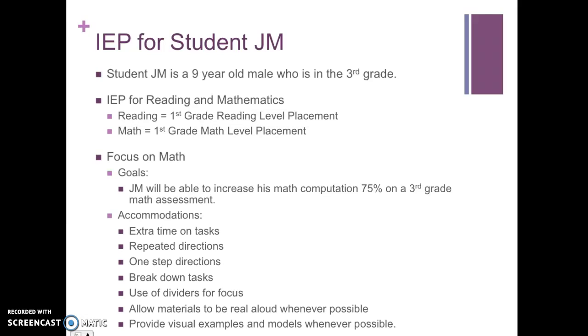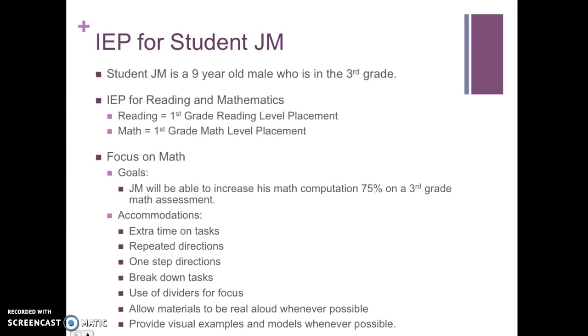So the student that we're going to be looking at, and the strategies that I use for him, is a student we'll identify as JM. He is a 9-year-old male who is in the 3rd grade. He was held back in kindergarten, has little educational support at home, and has a little bit of a trying home life. The IEP that he has in place is for reading and mathematics. He is at a 1st grade reading level and a 1st grade math level as tested by iReady.